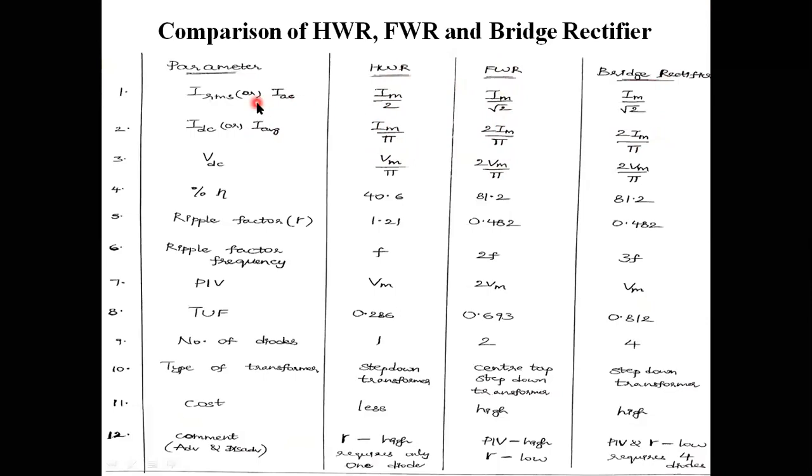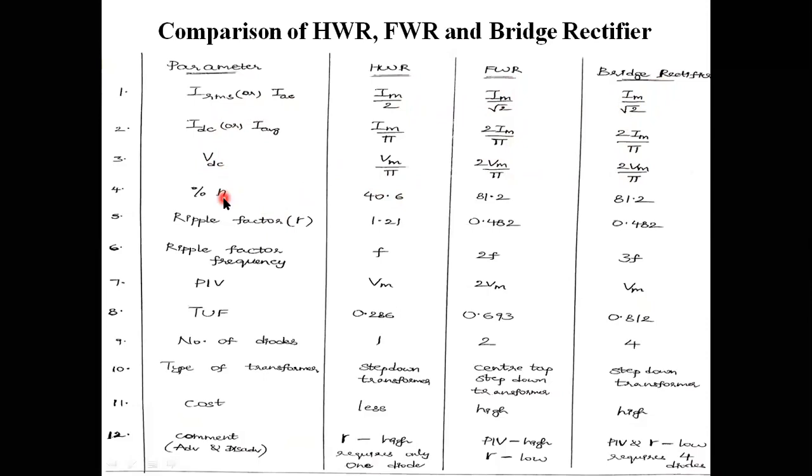And the next one is the RMS value or AC value, IAC value or IRMS value. It is given by Im by 2 in the half wave rectifier, whereas in the full wave rectifier it is Im by root 2. In the bridge rectifier it is the same as the full wave rectifier, that is Im by root 2. And the next one is the VDC value, same as IDC. VDC is equal to Vm by pi here, 2Vm by pi here, and in the bridge rectifier 2Vm by pi.